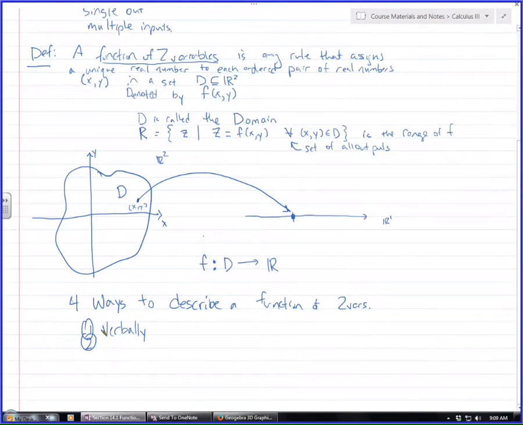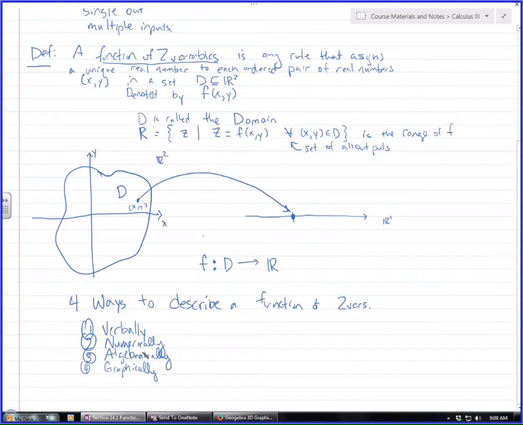2, you can do it numerically. And I'll give you an example of that in a second. 3, you can do it algebraically, which is our best and favorite way to do it. Algebraically means a formula. And 4, you can do it graphically. And while graphically is nice to be able to see what's going on with the function, it doesn't give us a very good way to work with the function.